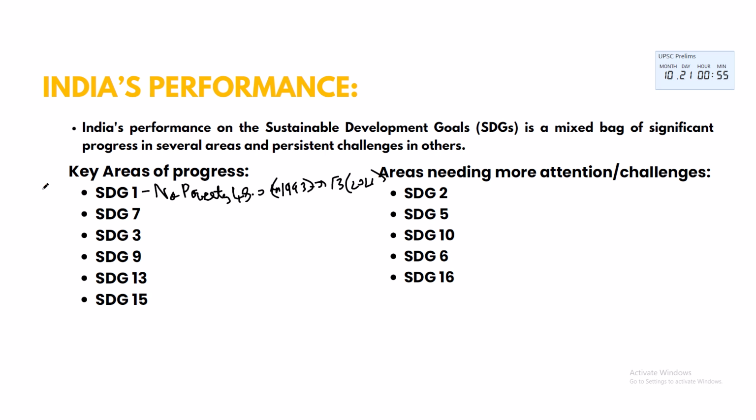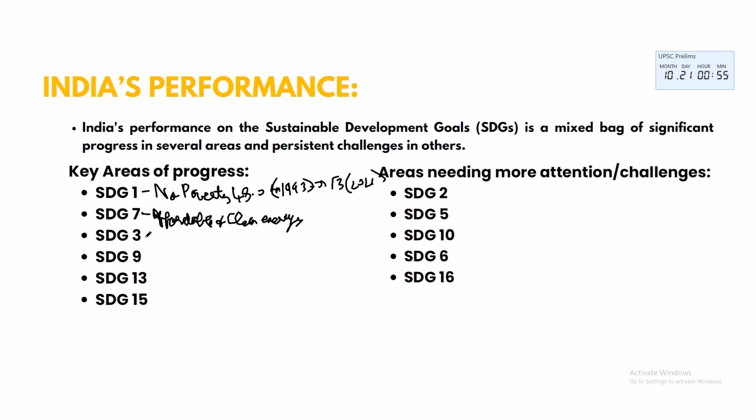And the next one is affordable and clean energy. See, India achieved 100% village electrification by March 2022, and access to clean cooking fuel, which includes PNG and LPG, also reached 96.35% in 2024. And the share of renewable energy in India's electricity generation has risen from 6 to 12% between 2014-15 and 2021.